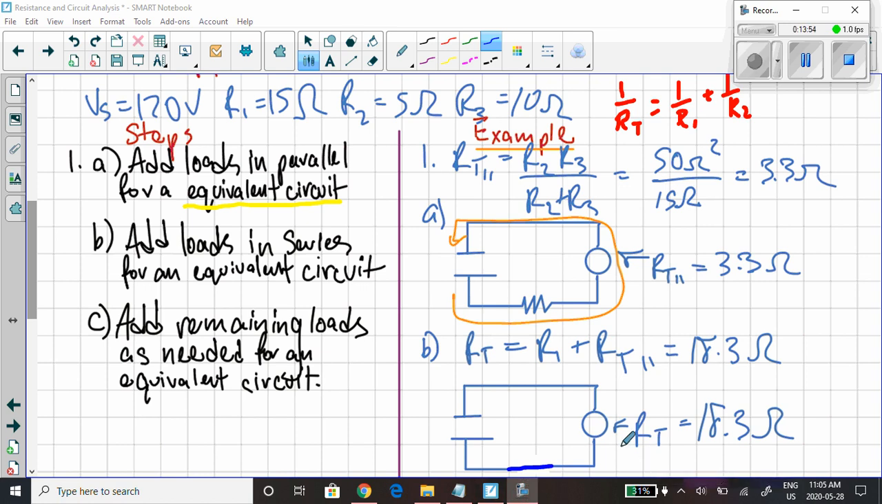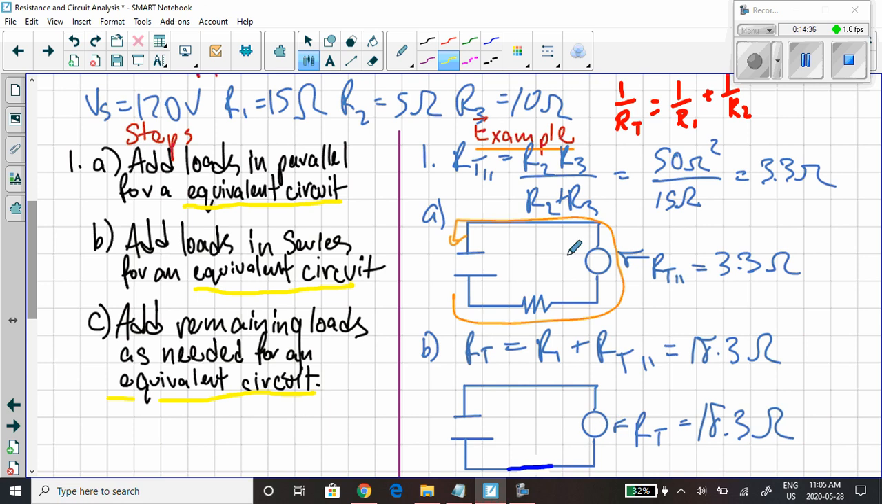So we're now going to draw our final equivalent circuit. Here's the source, still 120 volts. And now we have our total. We've added up all the loads, and all the loads are mathematically represented by our total of 18.3 ohms. All right. Now, if there were other loads to add, that's what step C would be. Add remaining loads as needed for an equivalent circuit. So as you go through this, you're combining loads, and you're always redrawing a more and more simple circuit until eventually you end up with the one source and the one equivalent load.